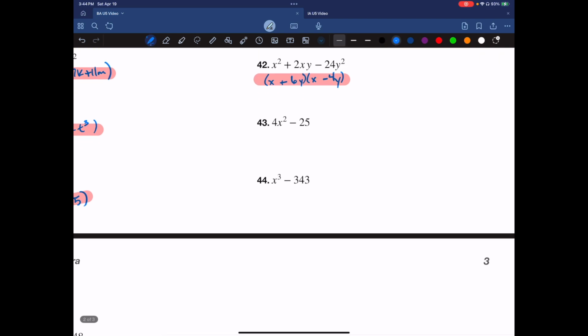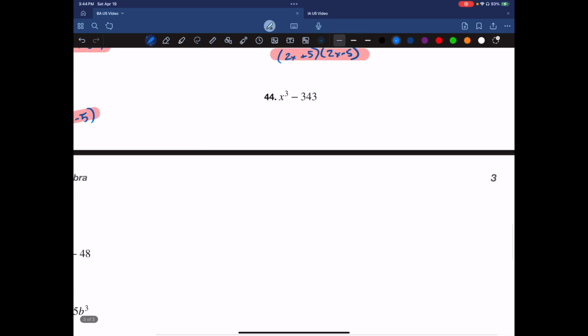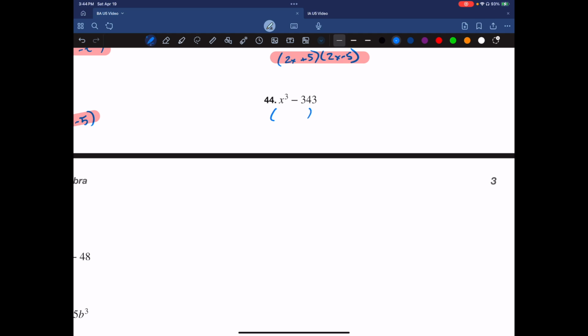On 43, you have a difference of two squares again. This is going to be 2x plus 5, 2x minus 5. Okay, 44 is a difference of two cubes. So you have x minus 7, and then you have x squared plus 7x plus 49.